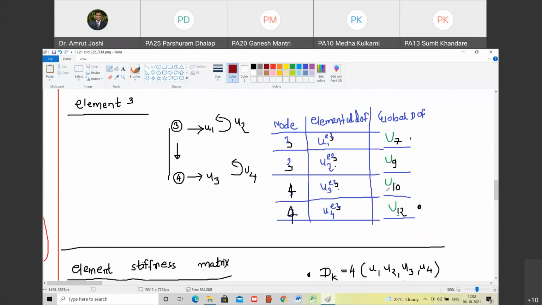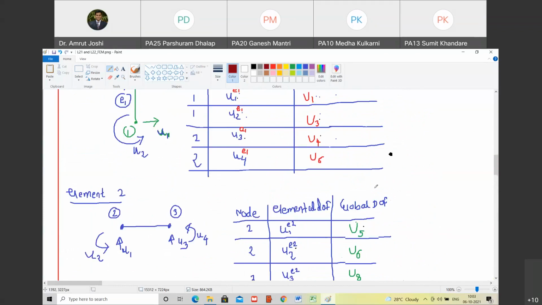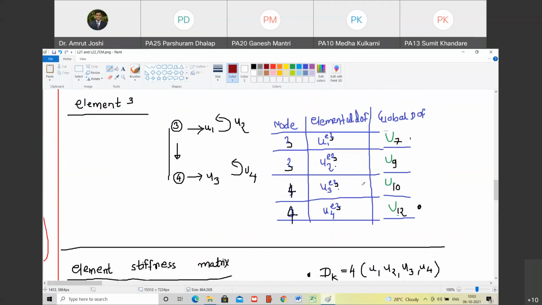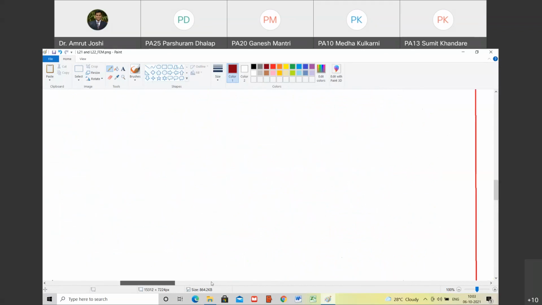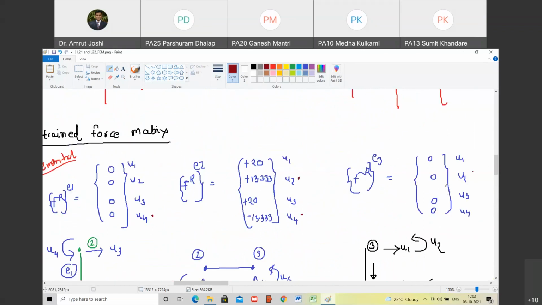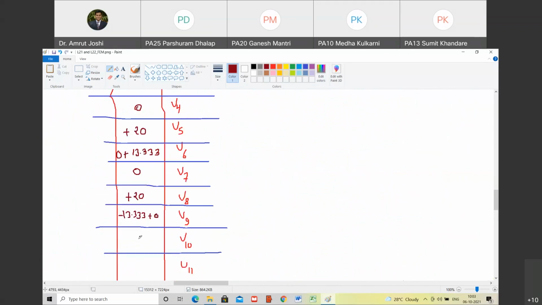U10 is part of third element. Is it part of any other element? No. Third element, third degree of freedom. So restrained force matrix for third element and third degree of freedom is 0. So I'm going to write it as 0.